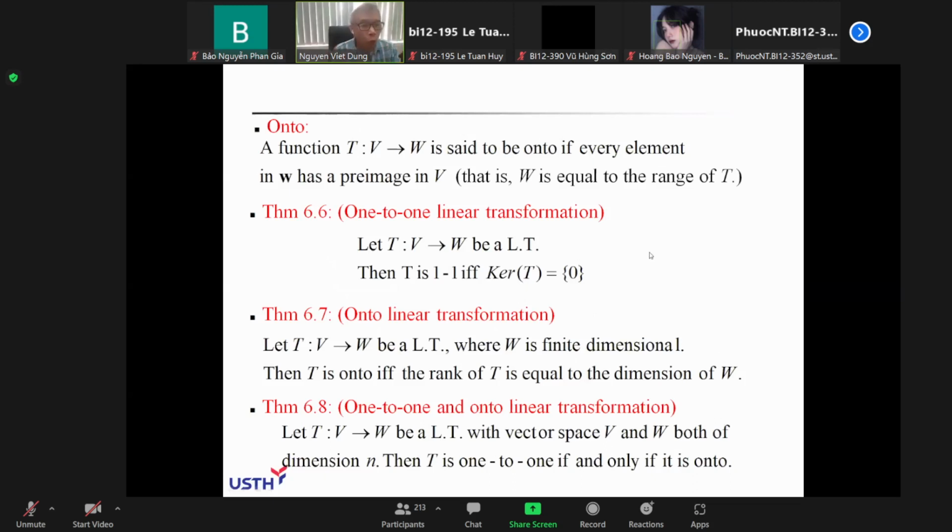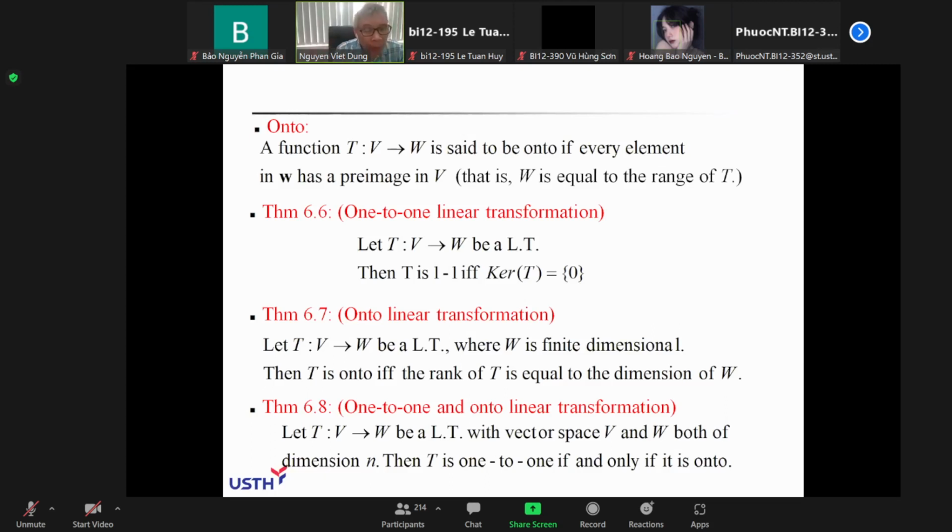And we have onto. Onto is a function from V to W so that any vector in the codomain will be the image of something from the domain. Or you can say in another way, the range of T equals the whole codomain. Now the definitions of one-to-one and onto are for any function, for any map. But if we consider only linear transformations, then it is very easy to verify whether a map is one-to-one or onto.